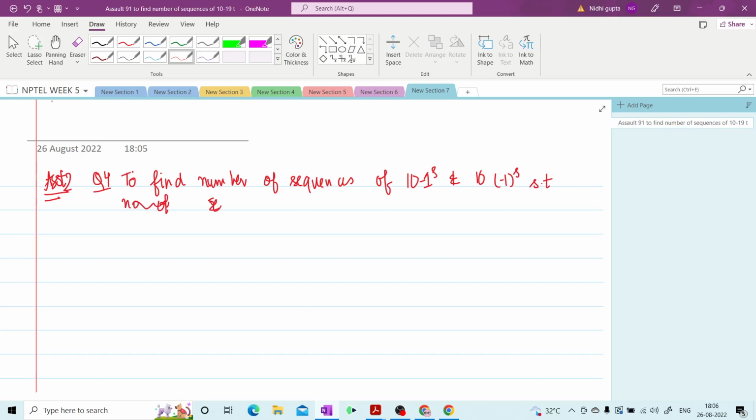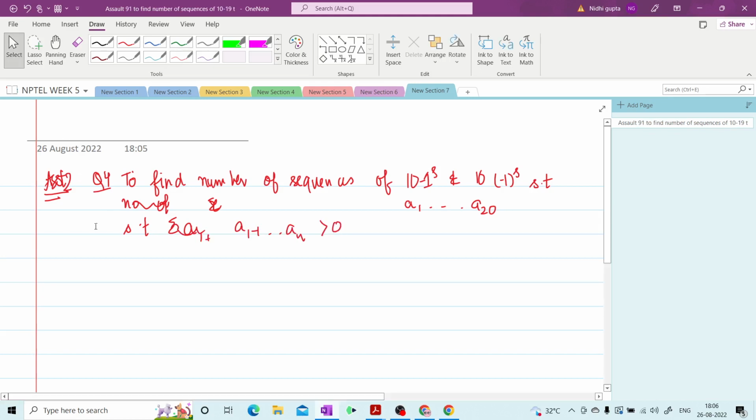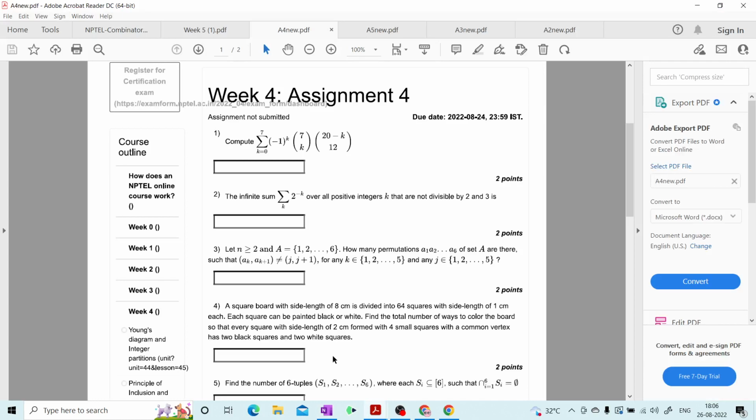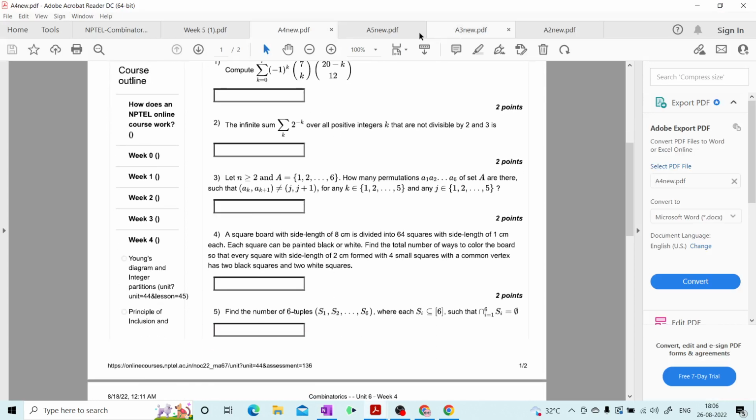So you have to find the sequence A1 till A20, and the condition is that each of the partial sums, A1 till AN, should be greater than 0, right? I think greater than or equal to 0 it is. It's non-negative.